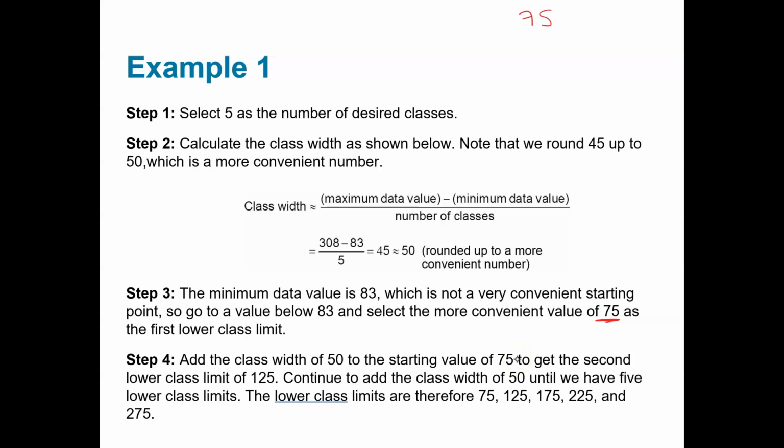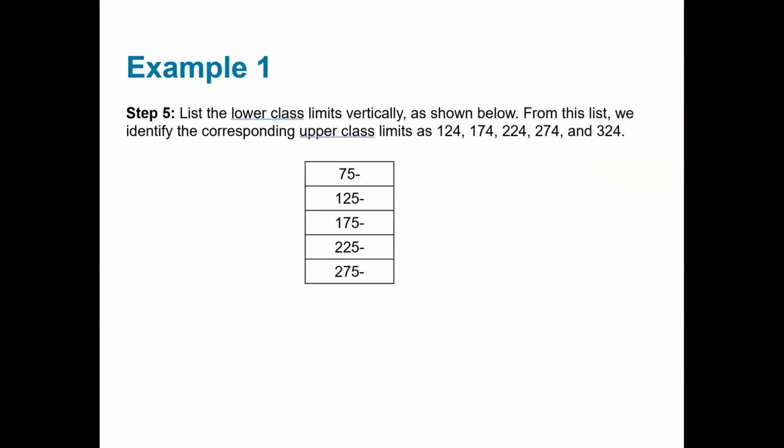So we've got 75 plus 50, we're going to get 125, and we're going to get 175 and 225 and 275. Now, why didn't I keep going to the 325? Because my maximum value is 308, and I don't need to go past 275, because if I was to do 325, I know I'm not going to have any data in this category, so I don't need to do that. And lo and behold, that's what we did.